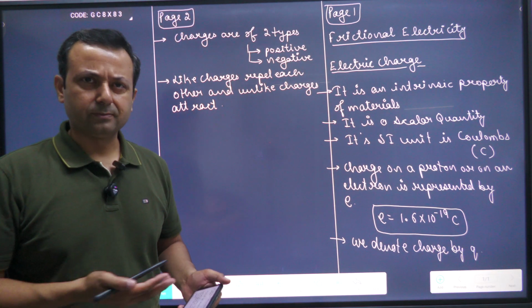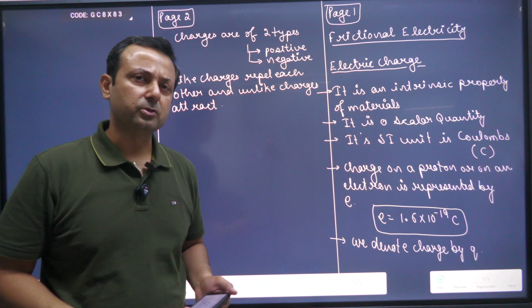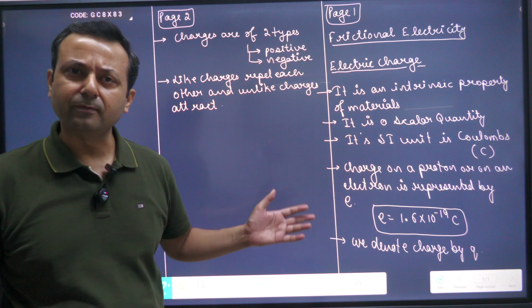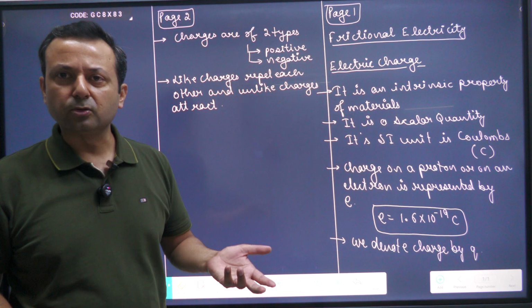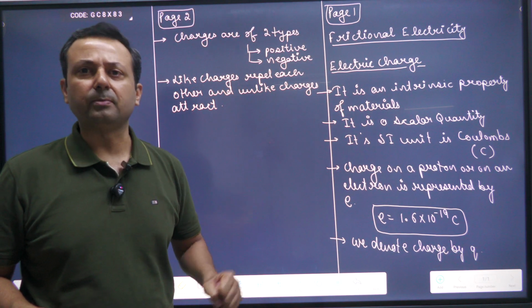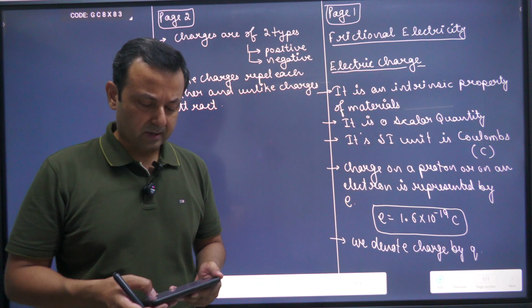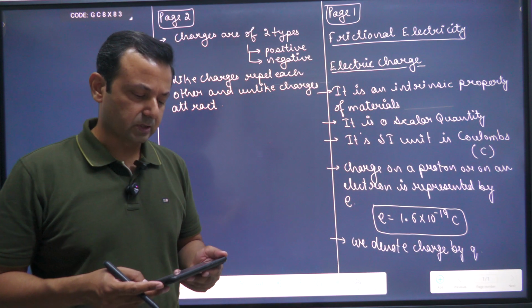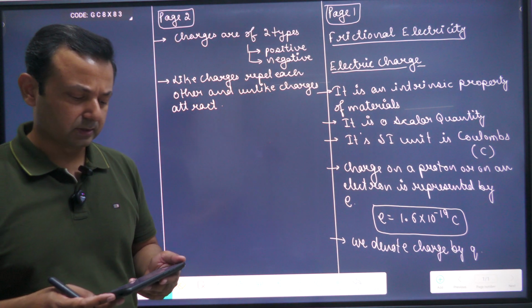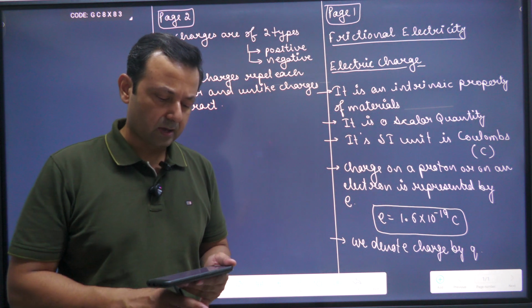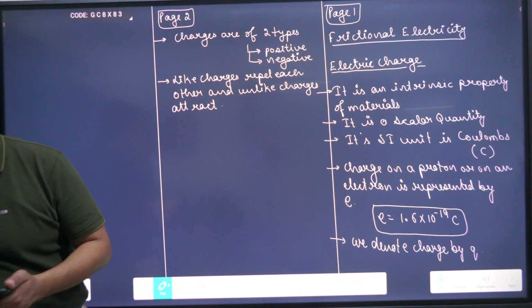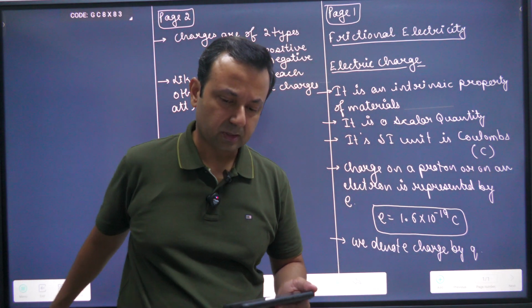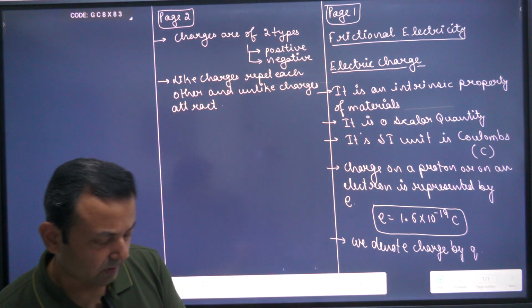Next is conductors and insulators. You might be aware of conductors and insulators. Conductors are those substances through which electric charges can flow very easily, and insulators are those substances which restrict the path of electricity. Those substances through which electric charges can flow easily are called conductors. Metals, human and animal bodies, graphite, acids, alkalis, etc. They all are conductors.